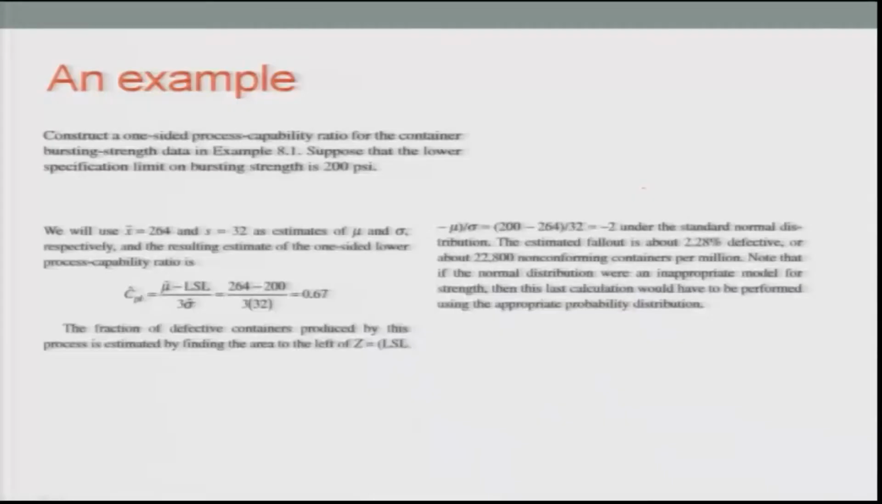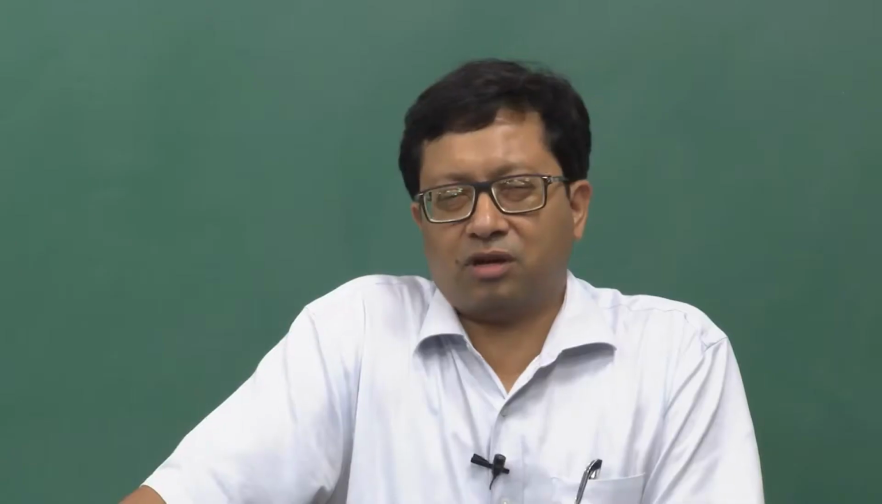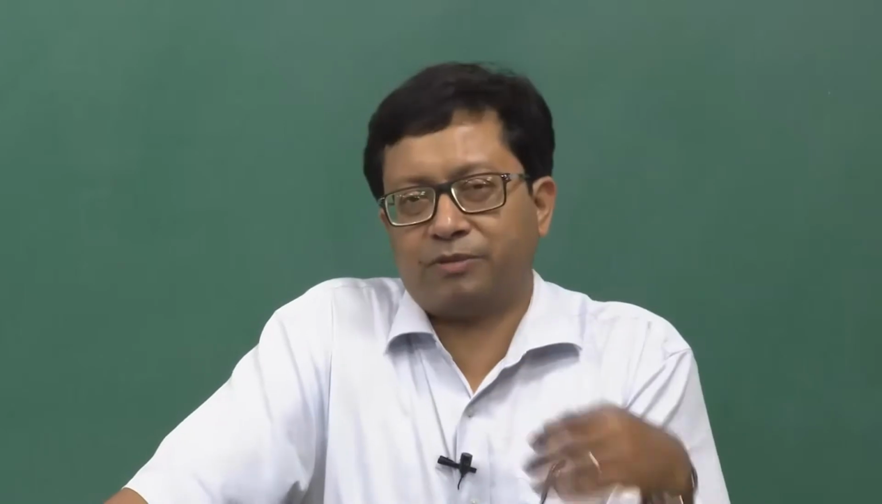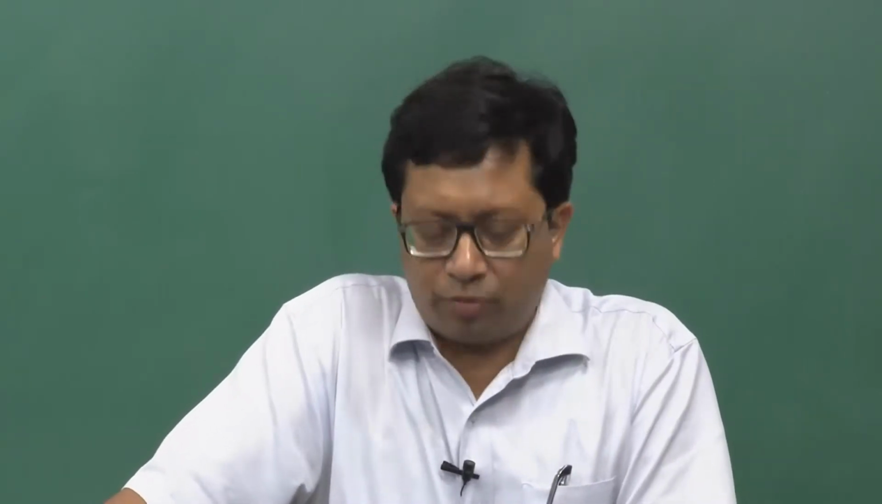So, this will be the one-sided process capability. You are required to find the one-sided process capability for the container bursting example. Suppose the lower specification limit of the bursting strength is given as 200 pounds per square inch. You will use x bar as 264, and S, as we already know, is 32. Based on that, when we find the one-sided process capability ratio with the coverage as 6 sigma, it gets divided by 3 sigma, and sigma is replaced by sigma hat because it is not known, the value comes out to be 0.67.